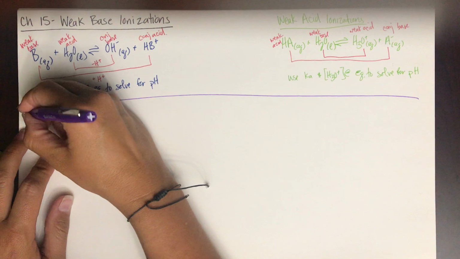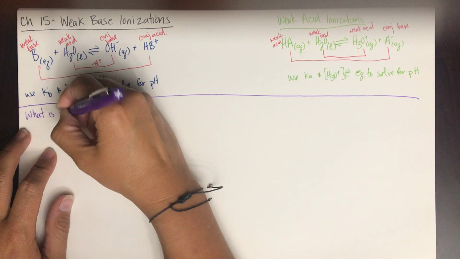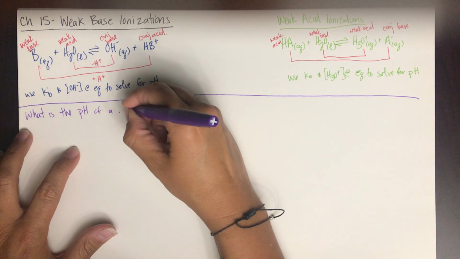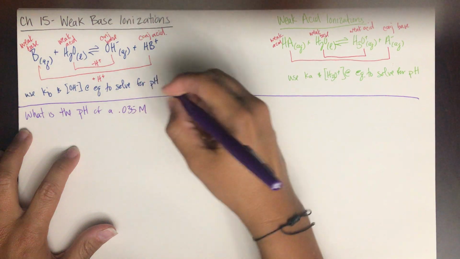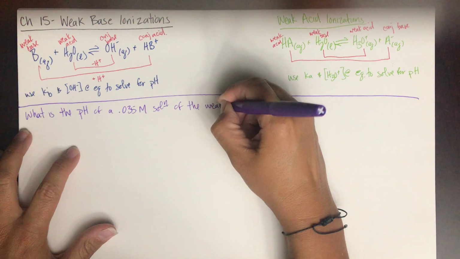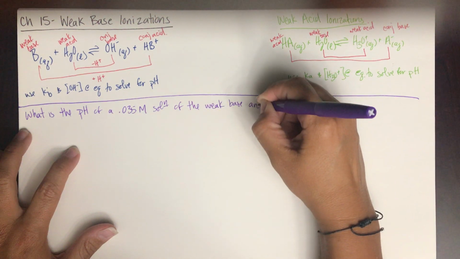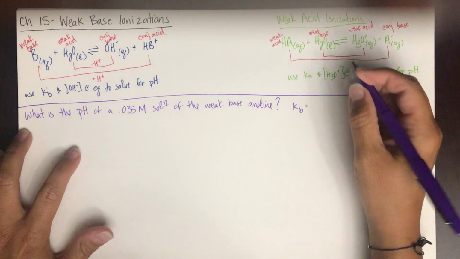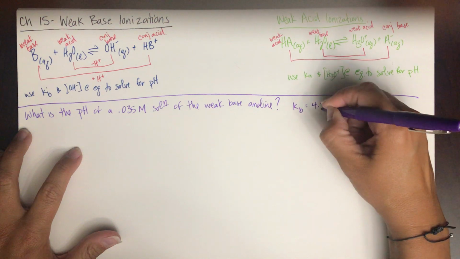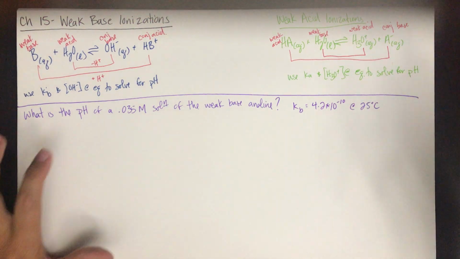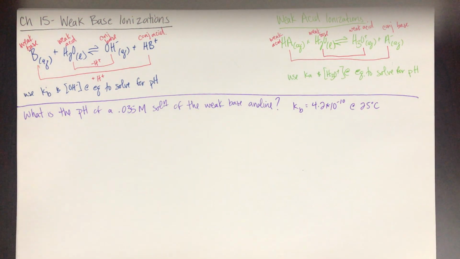So we'll say, what is the pH of a 0.035 molar solution of the weak base aniline? And then you would also be told the Kb of aniline is 4.2 times 10 to the negative 10th at 25 degrees Celsius, because remember, these equilibrium constants are affected by temperature.